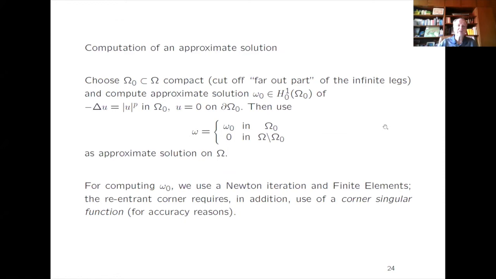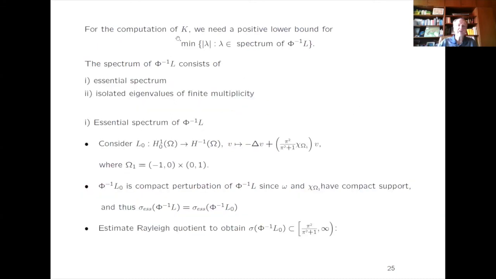Maybe I skip the computational part, the computation of the approximate solution. That is technical. For the computation of our constant k for the inverse operator, we again, as indicated in the general description, bound the essential spectrum and the isolated eigenvalues. For the essential spectrum, we consider again some compact perturbation of our operator. We replace the coefficient c of x appearing here by the characteristic function of omega 1, where omega 1 is just the upper left corner of our domain omega, times pi squared over pi squared plus 1. This is for technical reasons. This is an optimal coefficient density.